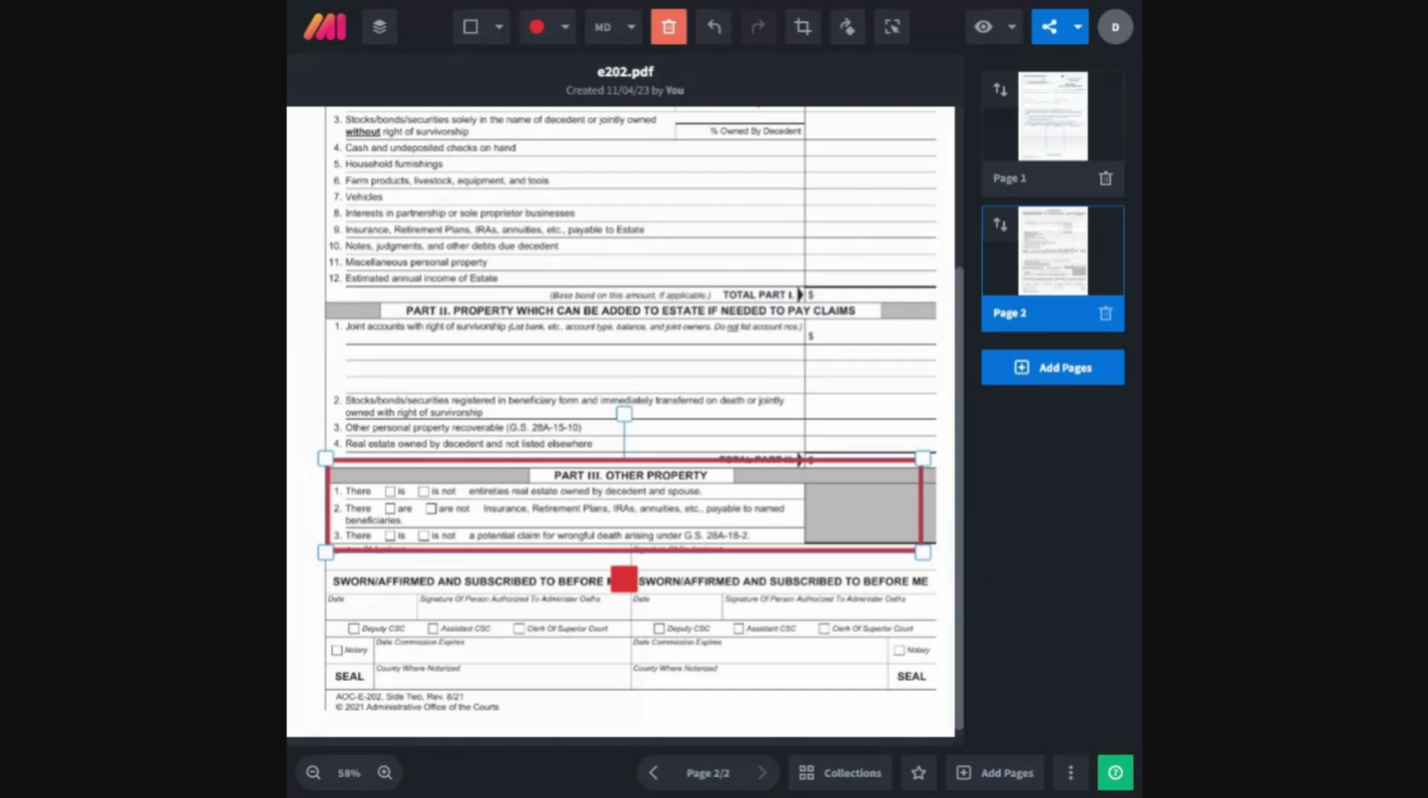Question 2 is asking, did he have accounts where he named a beneficiary? So if he had an account and he named someone as the beneficiary, you would check there are. If he did not, you would check there are not. And question 3 is asking, was the result of the decedent's death due to another person's carelessness or negligence? For example, he went into surgery, and because of the negligence of the doctor, they did something wrong, which caused the decedent's death. So if the death was due to carelessness or negligence, then you would mark there is. If that wasn't the case, you'd mark there is not.